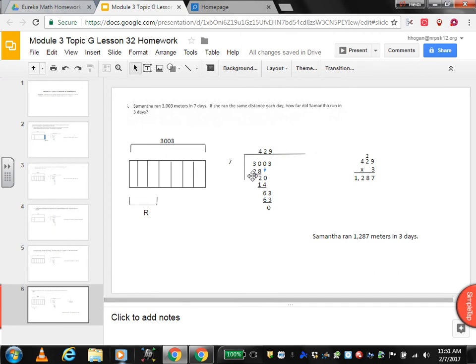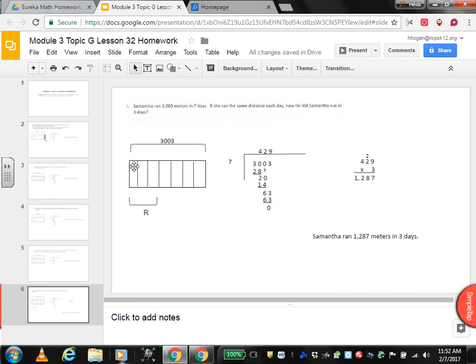7 times 4 is 28. 30 minus 28 is 2. Bring down the tens place. 20 divided by 7 is 2. 2 times 7 is 14. 20 minus 14 is 6. Bring down the 3. 63. 9 times 7 is 63. So 429 meters each day.